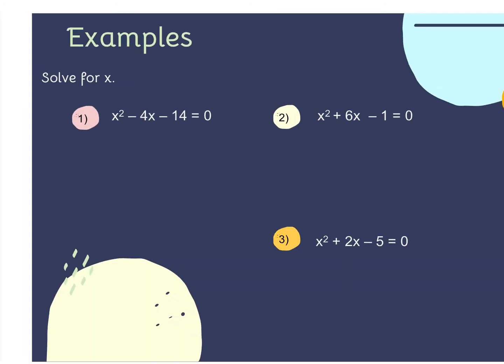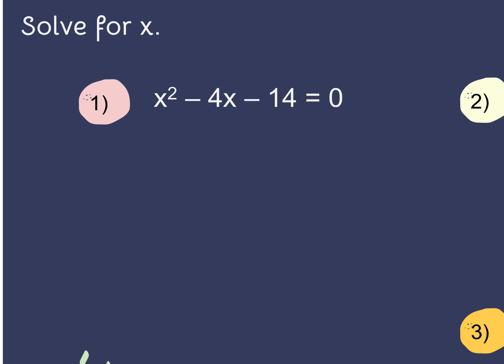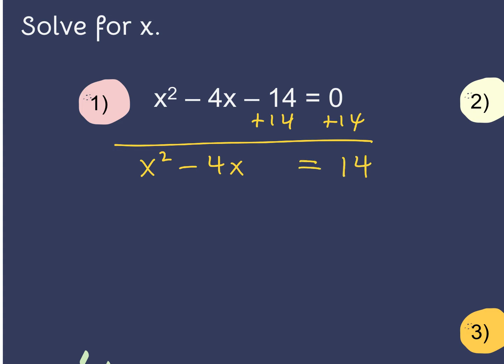So here's my first example. Again, my goal here is to first make sure that the number in front of x squared is a 1, and it is. Step number 2, I'm going to take the constant and move it to the other side of the equal sign. So I'm going to add 14 to both sides. Now, once I do this, I'm going to leave a little gap here because this is where I'm going to put in my b term divided by 2 and squared.